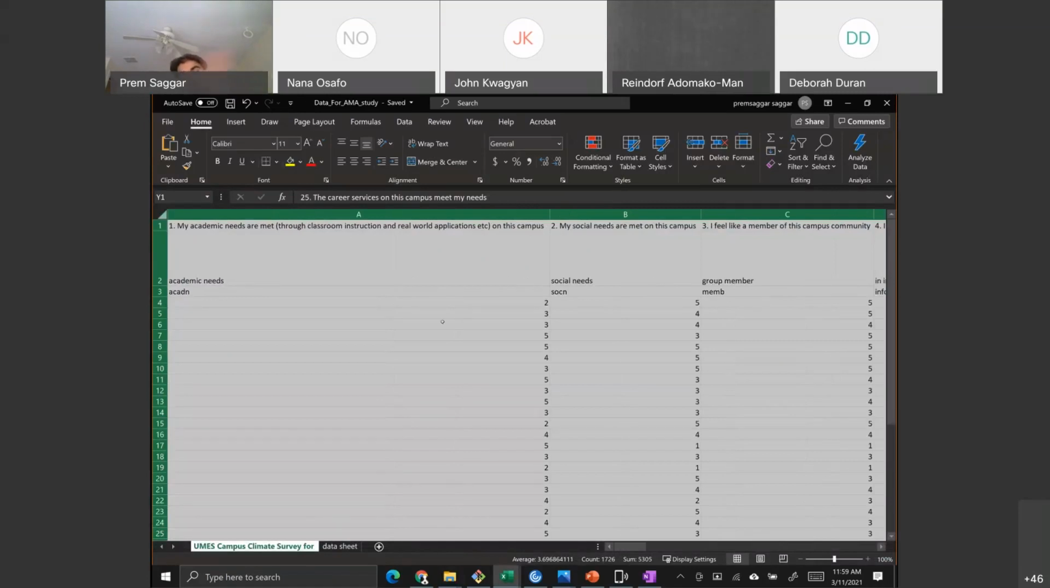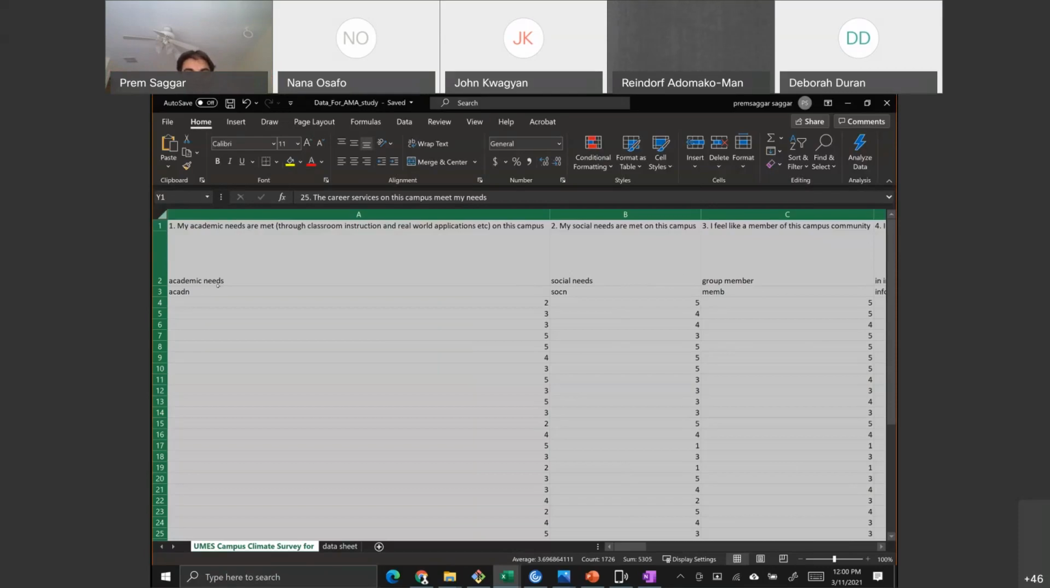So a survey is done, and they ask these questions. Are my academic needs met through classroom instruction, real-world application, et cetera, on campus? Each of these questions can be rated 1 through 5, 5 being the best, 1 being the worst. Here's a synopsis of what it is, and here is the variable name that we have in code, because otherwise the decision trees and association rules would explode.